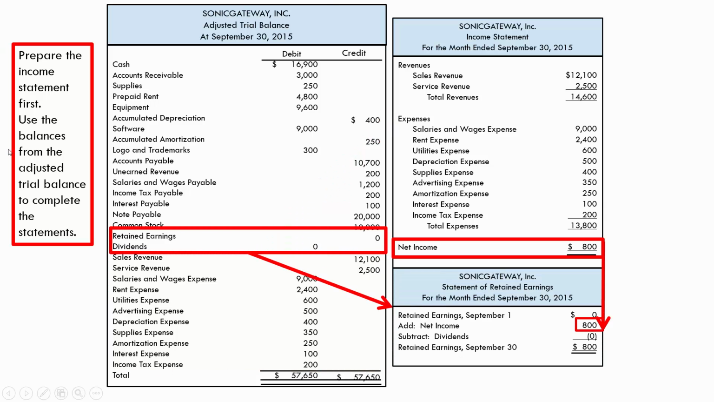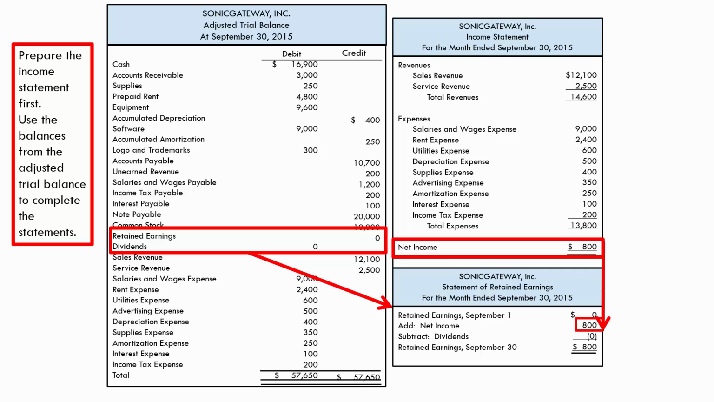The statement of retained earnings is done next, and in it we have a beginning retained earnings of 0 because we're just starting out. We take the $800 net income, transfer it down here. Sonic Gate did not pay dividends, so retained earnings should have an ending value then of $800.